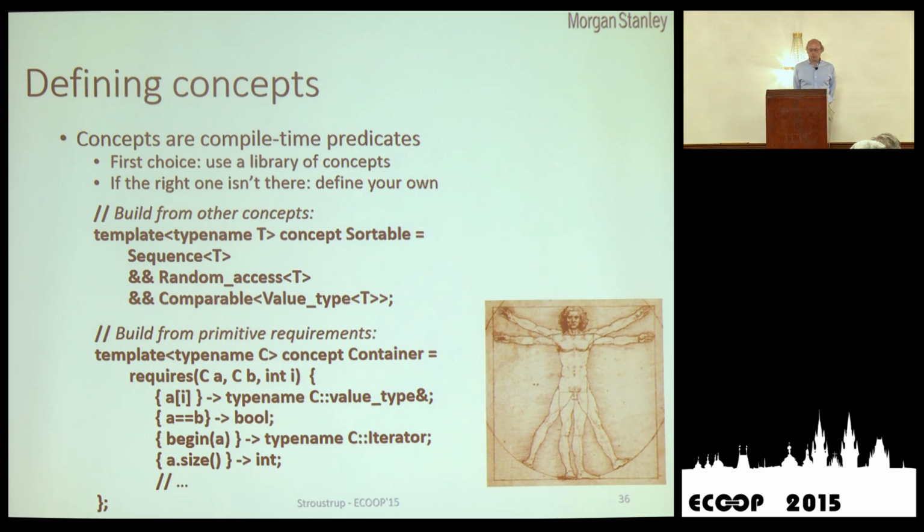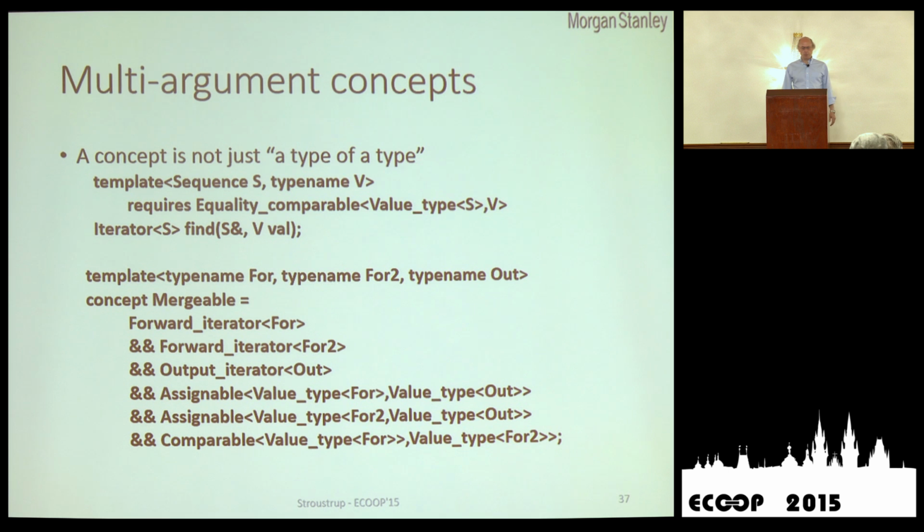Or you can build it from primitives. You can say that the type requires something, like you can say A of I and return a reference to a value type. You can compare two of them and get a Boolean, something convertible to Boolean. You must have a begin. Containers have a begin and the end of their sequence, so we can apply our algorithms, and so on and so on. And of course, you can have multi-argument concepts and concepts that take things that aren't types. Otherwise, you couldn't model C++.